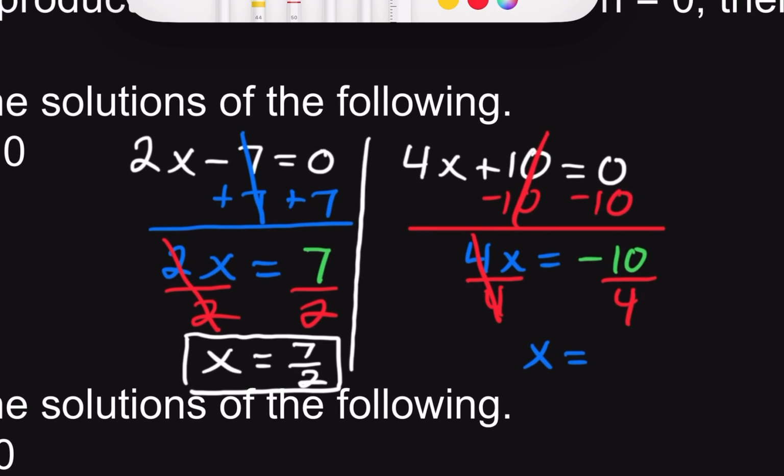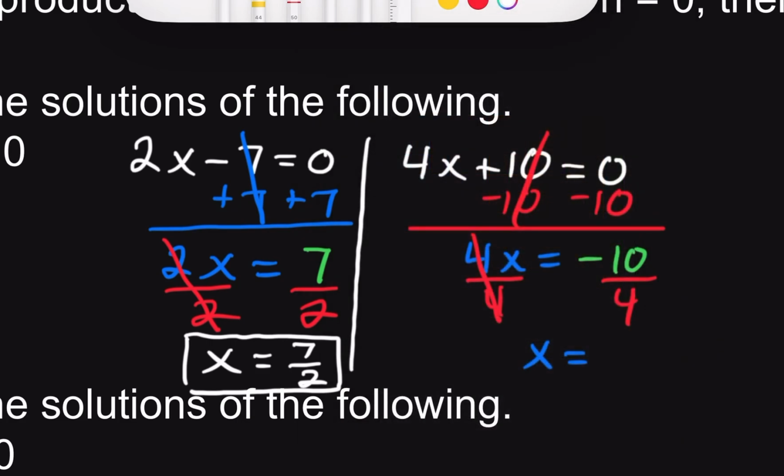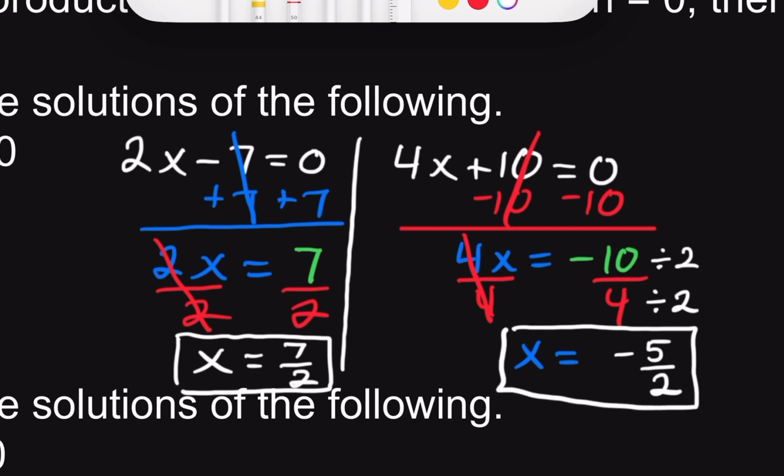now you could put negative 10 over 4, but in algebra, you have to be able to reduce your fractions. That's why it is important for you guys to be comfortable with your times tables. Both 10 and 4 are even numbers. Every even number has a factor of 2. So when I want to reduce my fraction, I can divide 2 from the top and divide 2 from the bottom to have my fraction in its simplest form. Negative 10 divided by 2 is negative 5. 4 divided by 2 is 2. That is negative 5 halves.